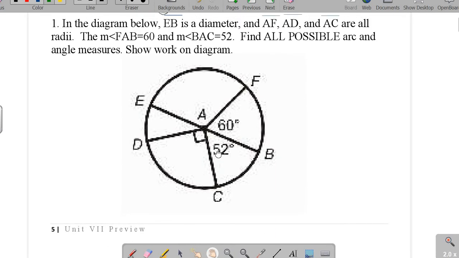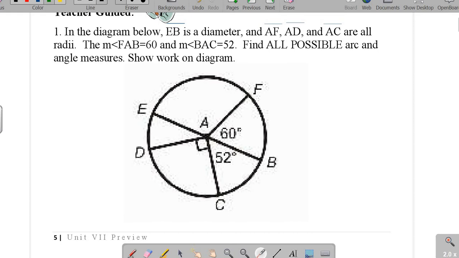Let's do a couple problems together based on these concepts. Put your finger right where that red dot is. I really want you to read out loud, folks. Force yourself to read out loud. Put your finger there. Following the red dot, read out loud with me, lips moving. Ready? Read. In the diagram below, EB is a diameter, and AF, AD, and AC are all radii. The measure of angle FAB is 60. Measure of angle BAC is 55. Find all possible arc and angle measures. Show your work on the diagram.